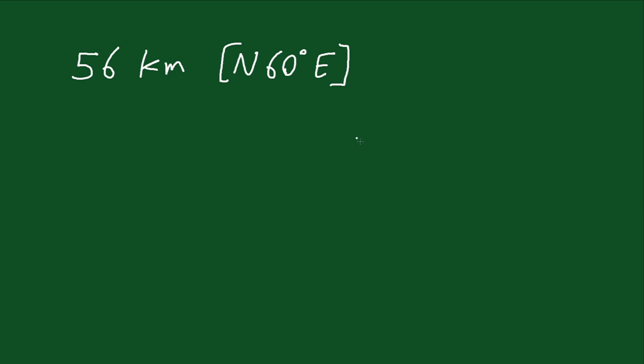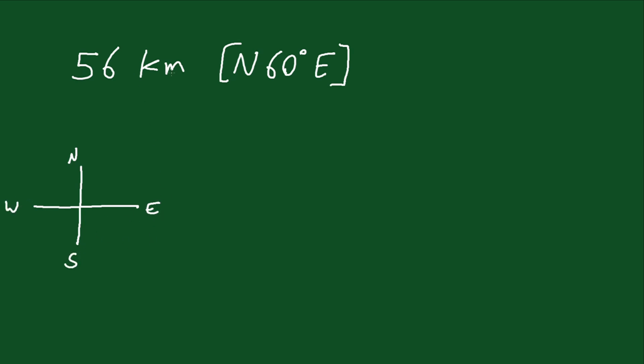Let's say that we're given a magnitude and a direction. So let's call it 56 kilometers north, 60 degrees east. And oftentimes this direction here will be written in a little square bracket like such. Now, how do I change this into components? Well, for one, we want to understand what's going on here. So I'm going to make a little sketch, and I'm going to start by writing my cardinal directions here, my north, south, east, and west.